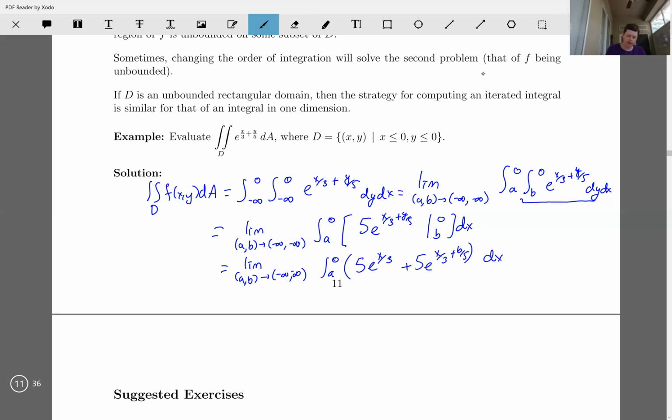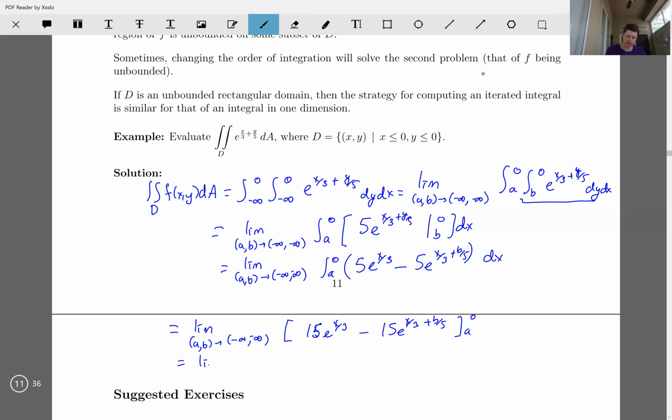And when I do that integral, I'm going to end up with the limit as a, b goes to minus infinity of, sorry, that was supposed to be a minus there. Let's just pretend I know what I'm doing. And then this one's going to give me the integral of, let's see, so that's going to be 15e to the x over 3 minus 15e to the x over 3 plus b over 5, from a to 0.